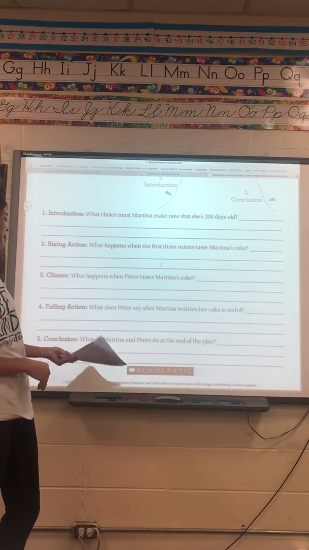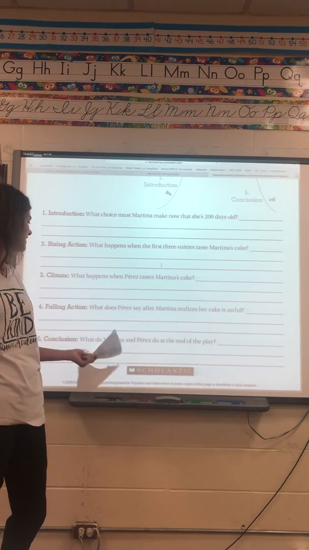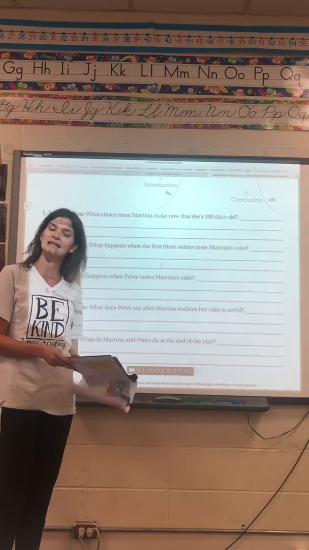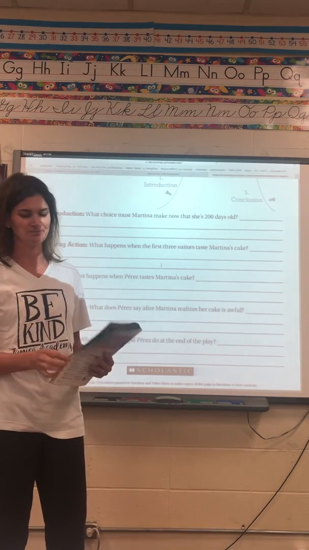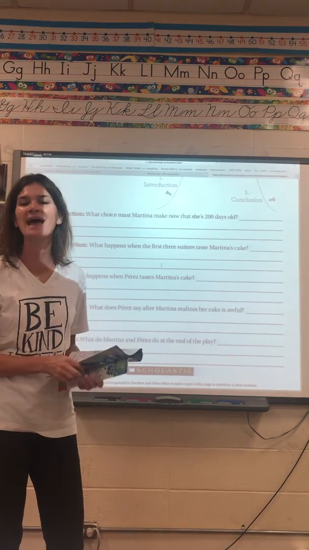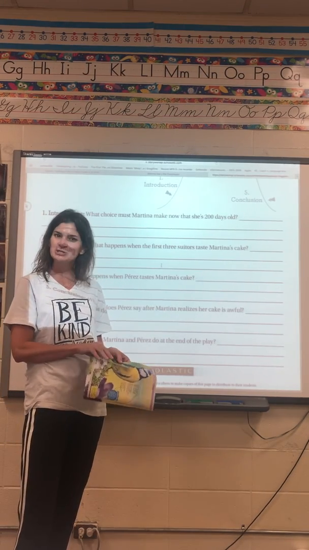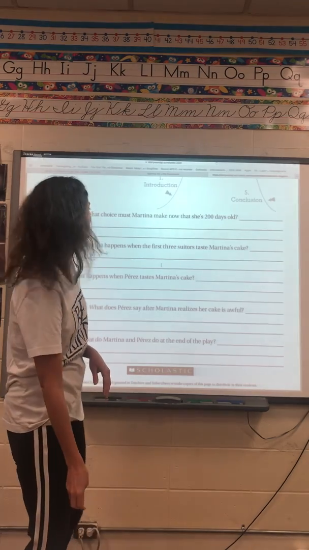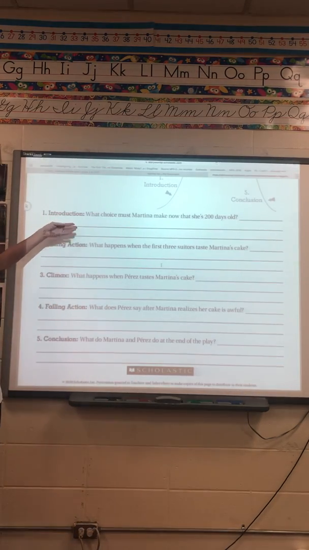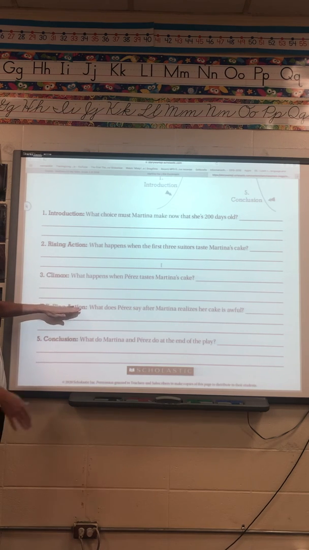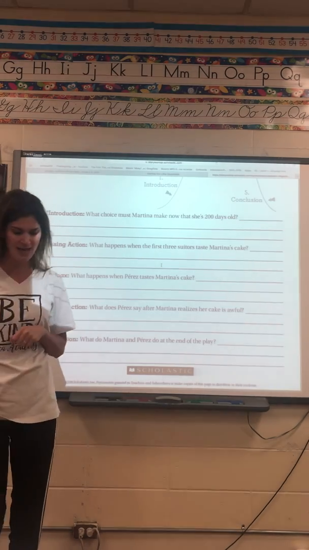Very kind. And in the end, at the very end of the story, what do Martina and Perez do at the very end of the play? What do they do? Yes, they make their wedding cake together and they fill it with everything sweet. So I hope that you now understand introduction, rising action, climax, the most exciting point in the play, falling action, the events that lead to the conclusion. So good job, finish that up, and I'm proud of you.